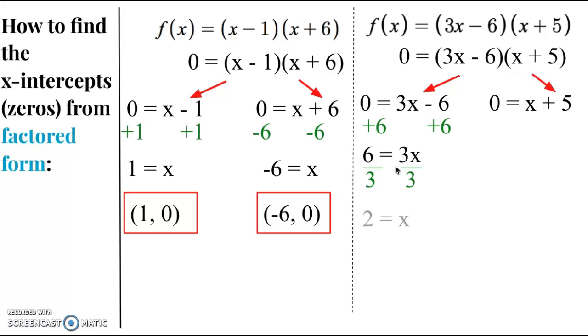And when I divide by 3, I get 2 on the left-hand side. 3 divided by 3 is 1, so we don't even have to write that. And now we know x is equal to 2. We remember our y value is 0, and now our x value is 2, and this is our final point for this equation.